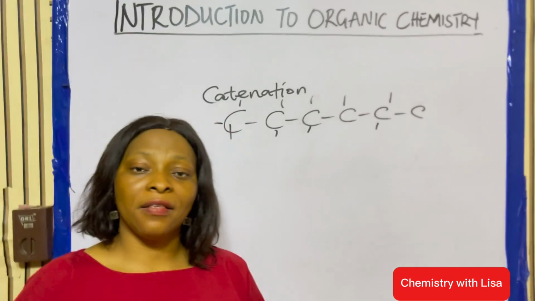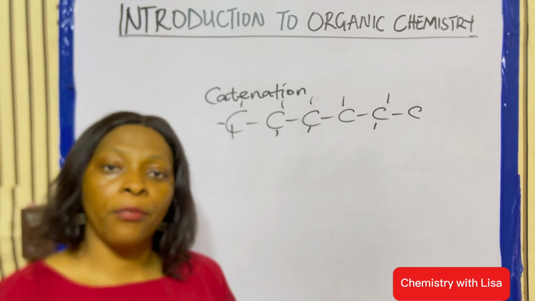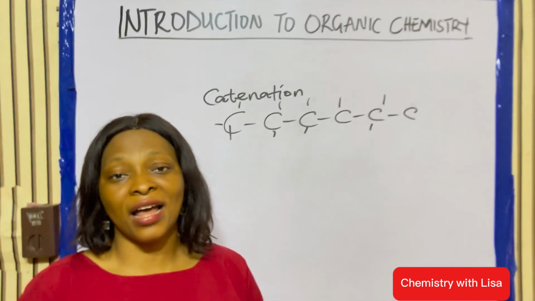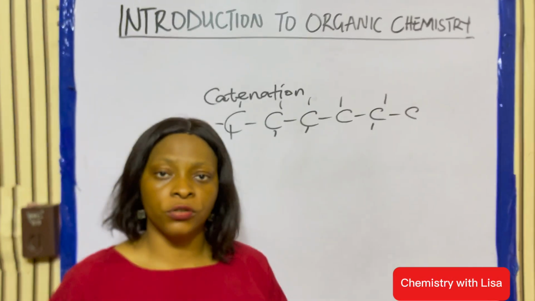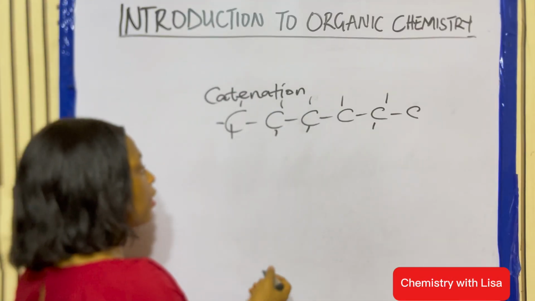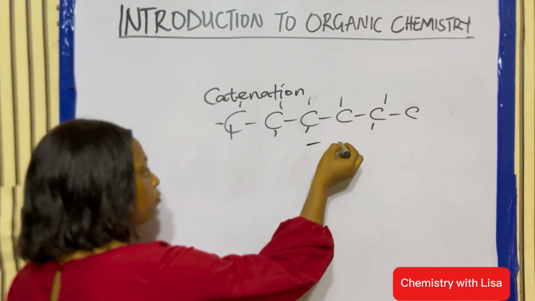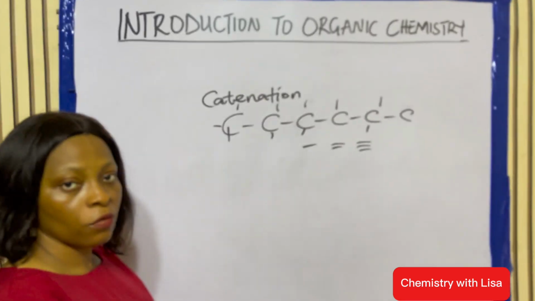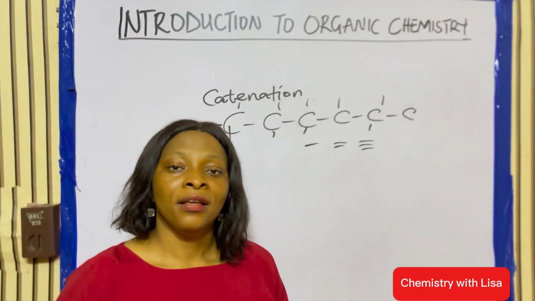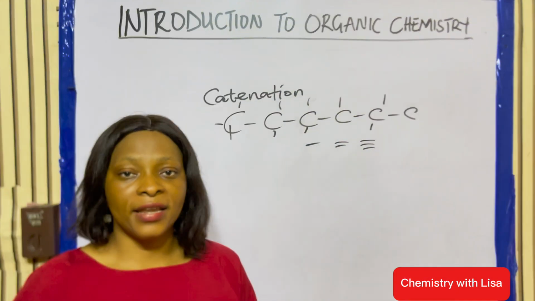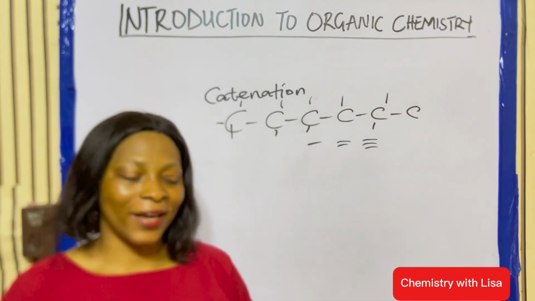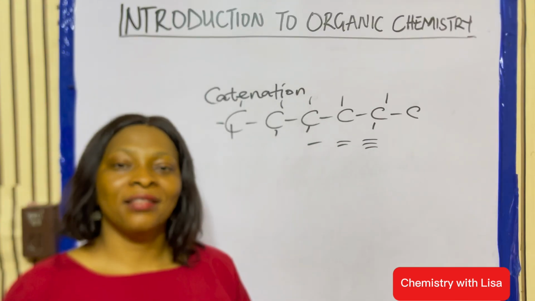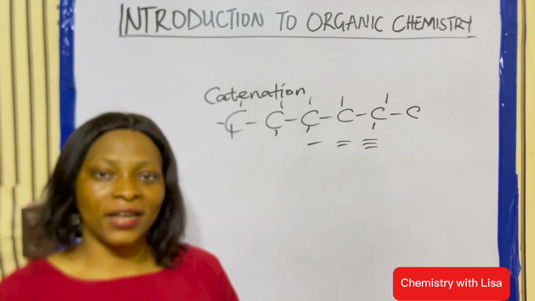And then the last but not the least is that carbon forms bonds easily. It can form single bonds, it can form double bonds, and it can form triple bonds. So these are the reasons behind the study of organic chemistry. Having known this, we'll be looking at various concepts in organic chemistry.